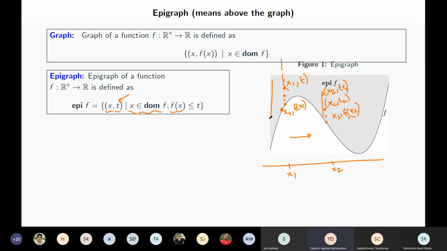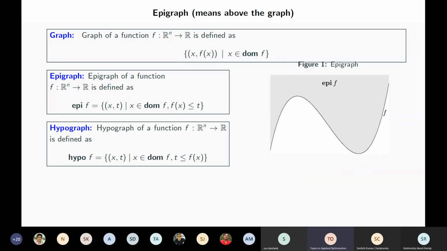Okay, so if we do this, then we get points like this, and that will form a set which is called the epigraph of f. The graph is also a set. So this is called the epigraph. To summarize, all the points above the function form an epigraph. It's a set, the set of all points above the function.